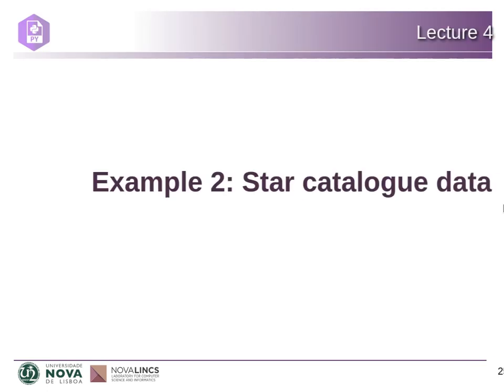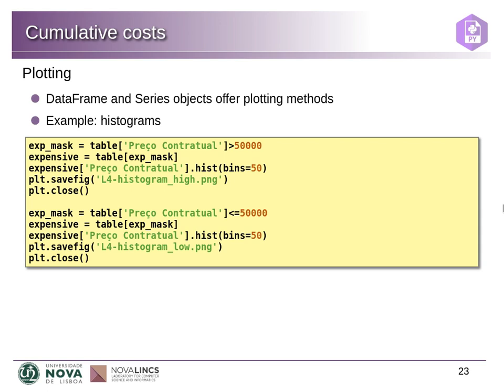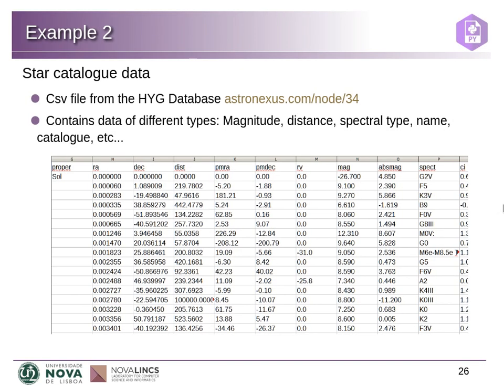So let's see another example. This is one example for dealing with this sort of data. I'm just going to give a different one. This is a database of stars around our solar system, and we have things like the position in the sky, so declination, and then the distance to the star, magnitude, absolute magnitude, spectral type, and so forth.